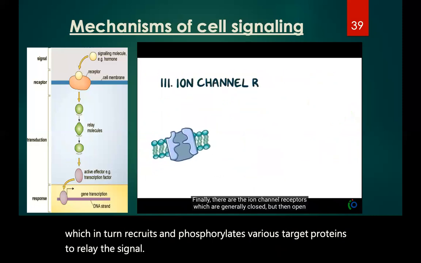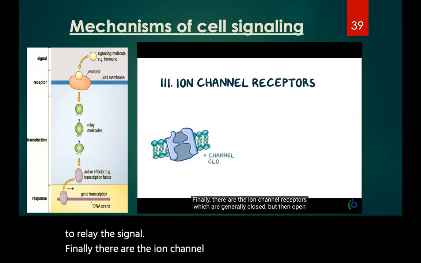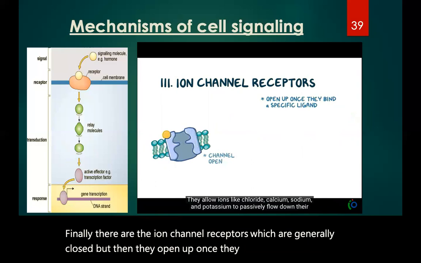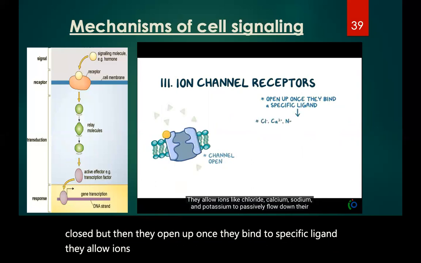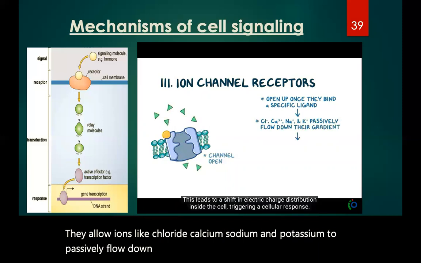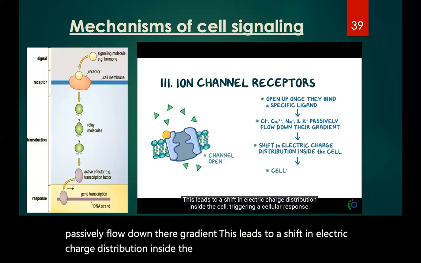Finally, there are the ion channel receptors, which are generally closed, but then they open up once they bind a specific ligand. They allow ions like chloride, calcium, sodium, and potassium to passively flow down their gradient. This leads to a shift in electric charge distribution inside the cell, triggering a cellular response.